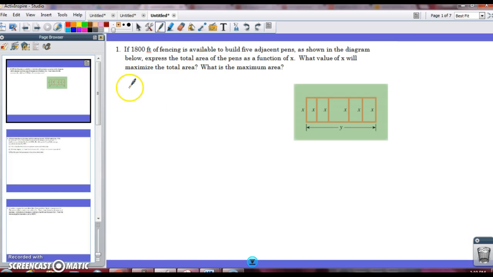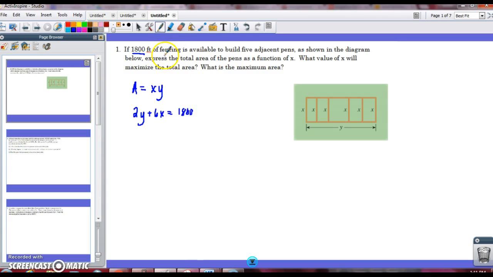We know that area is just length times width, or x times y. So we know that for sure. But we also have some other information. This 1,800 feet of fencing, that's all the way around, and then those pieces on the inside. So if I add all that up, that would be 2y plus 6x has to equal 1,800.